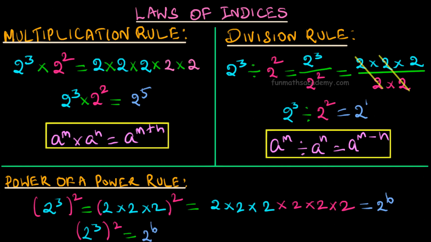Can you find a relation between these indices? Yes. When indices on the left hand side are multiplied together, we get the index on the right hand side. This is the power of a power rule in the laws of indices. This can be written in general as a to the power m, the whole power n is equal to a to the power m times n.